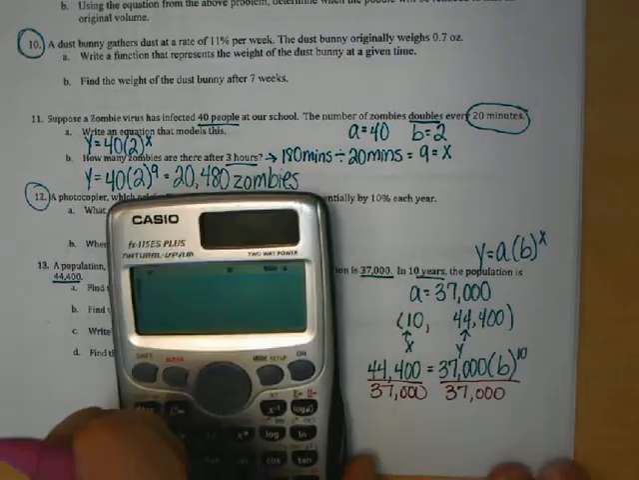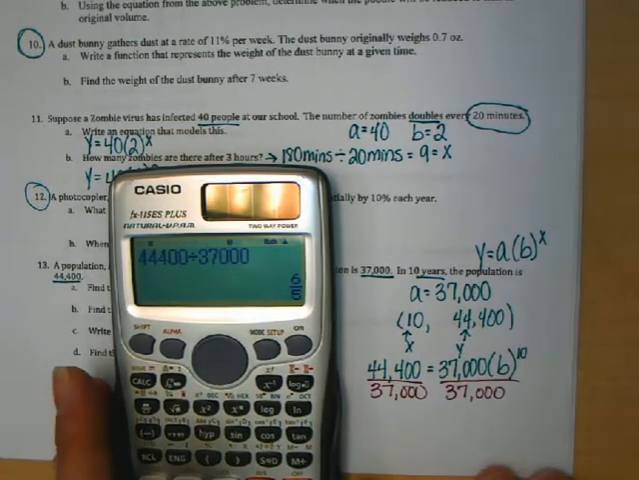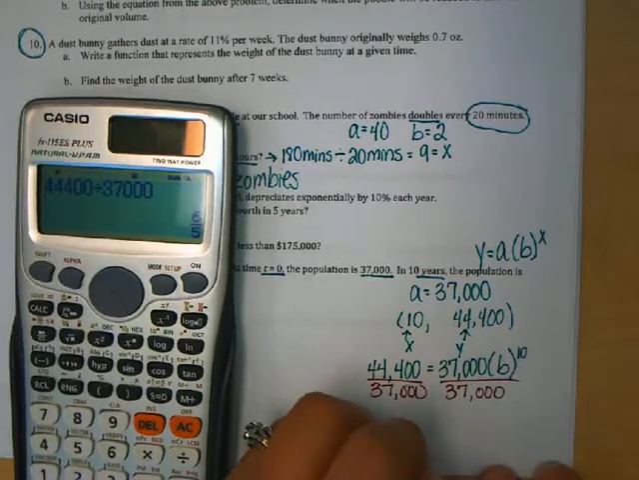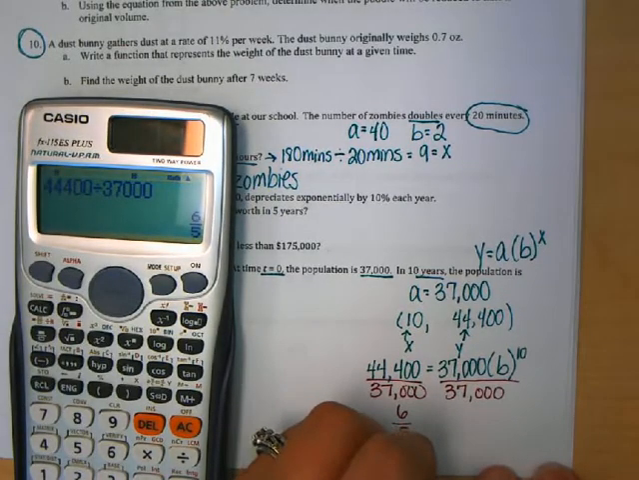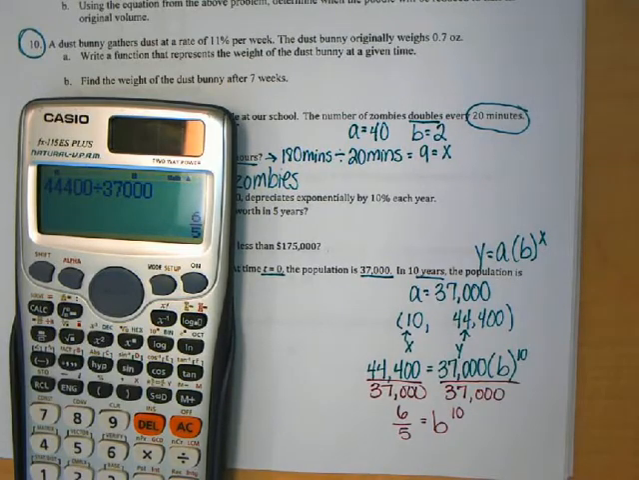So I'm going to do that in my calculator. 44,400 divided by 37,000. If I was you, I would just leave it in fraction form. So that gives me 6/5 is equal to b to the power of 10.